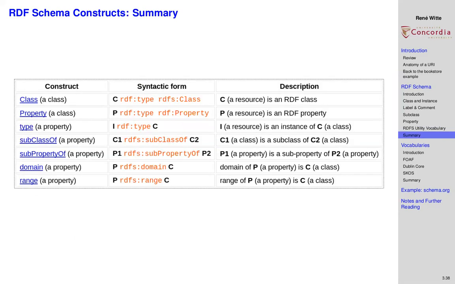So this table summarizes all the constructs that we've covered, the important ones at least. So we talked about classes, how to define a class, how to define a property, how to define instances, subclasses and subproperties, and for a property, the domain and the range.